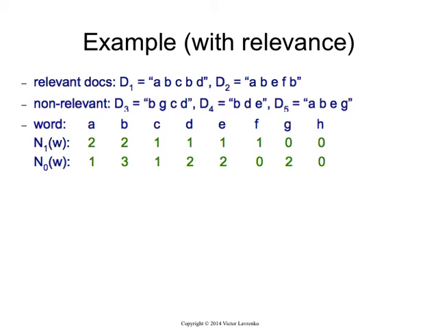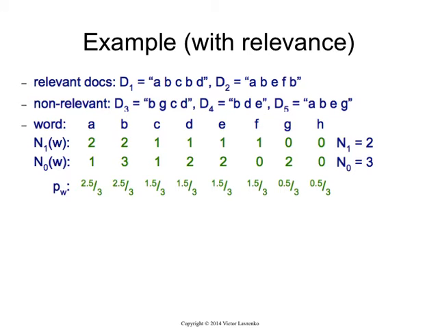Below are the counts for the non-relevant documents, right? You get them in the same way. And then the next thing I'm going to need is the total number of relevant and non-relevant documents. That's 2 and 3. And from those, I get the PW and QW directly, right?